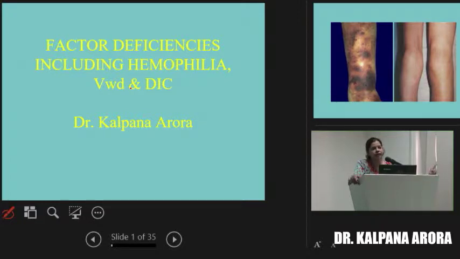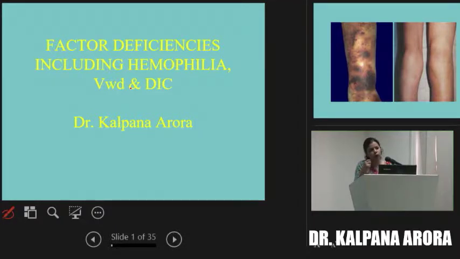Three important things play a role. First of all, the blood vessel. Second, the platelets. And third are the clotting factors. So when any of these have a problem, what will happen when there is a trauma? There would be prolonged bleeding. So today's lecture is concerned about what will happen when there is a defect of any of the clotting factors.